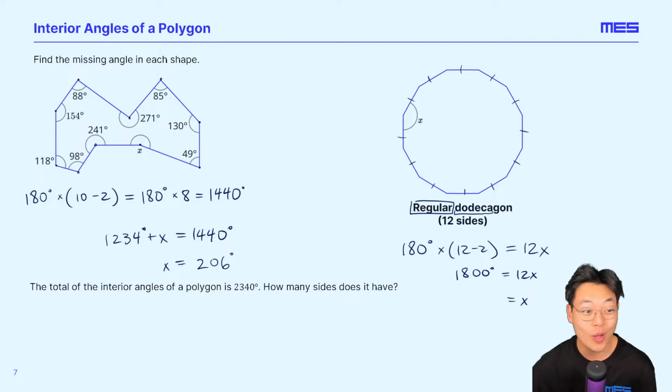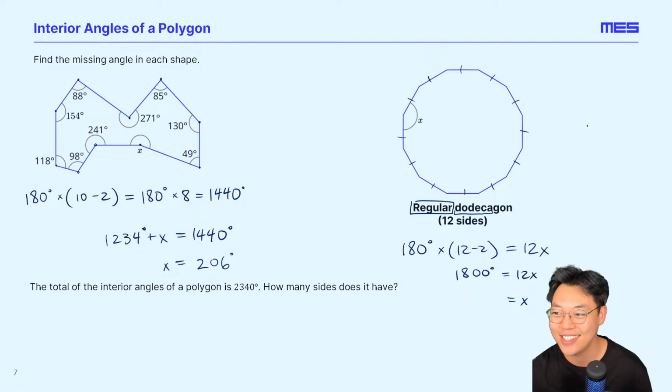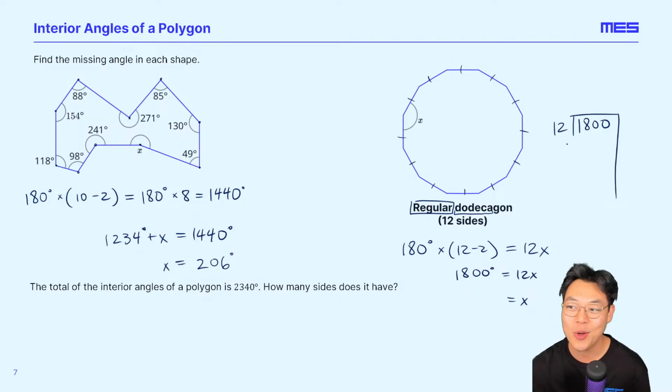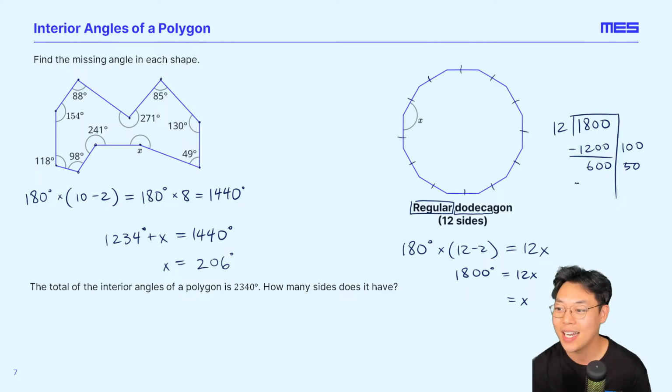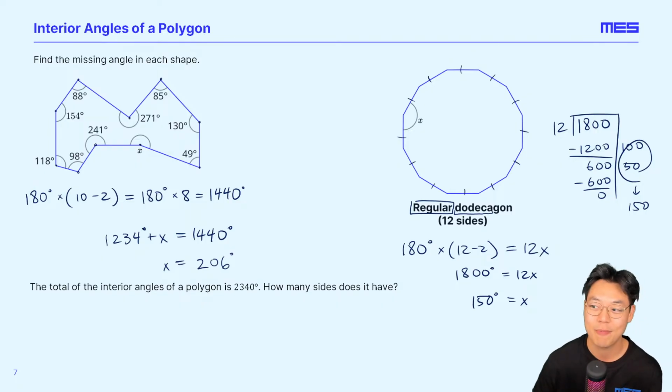18 divided by 12. Ooh, I can show you a quick little trick here as well. I'm excited to show you this one. We can do short division here, or some people call it long division. But let me show you a new way of doing this. I know that 12 goes into 1800 at least 100 times. So I go 100 times 12, that's 1200, and I'm left with 600. How many times does 12 go into 600? Well, I know 12 goes into 60 5 times, so I know that's 50. And then I go minus 600, I'm left with a 0. 100 plus 50 is 150, and that's how I know x is equal to 150 degrees.